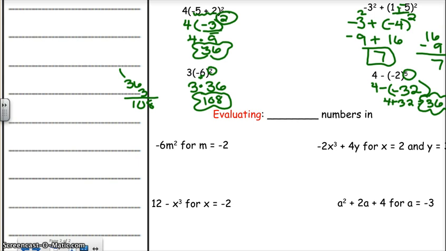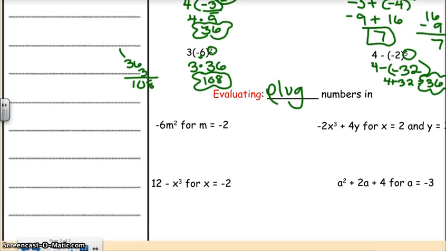Evaluate, we talked about yesterday. It just means that we plug numbers in. When I say evaluate this expression, it just means I'm going to tell you to plug something in eventually. Okay, evaluate negative 6 m squared for m is equal to negative 2.